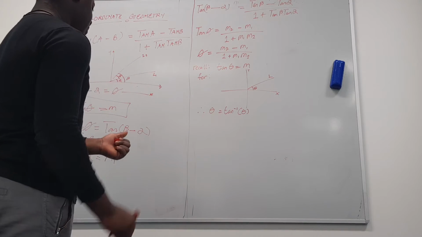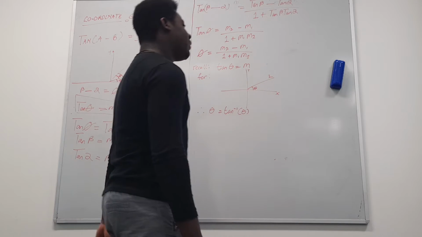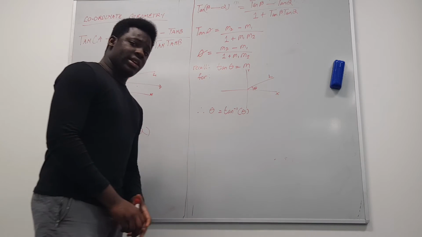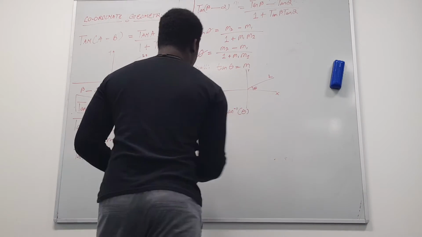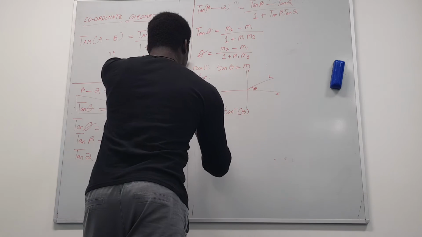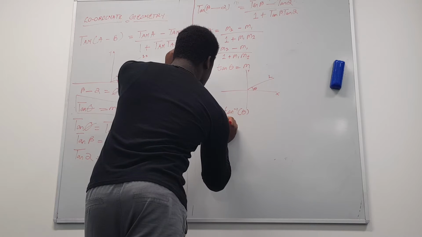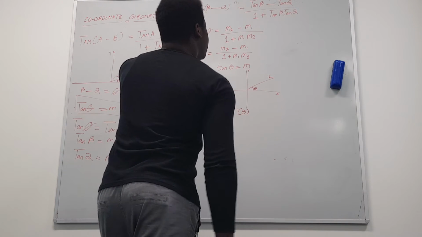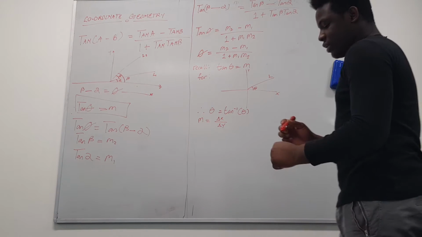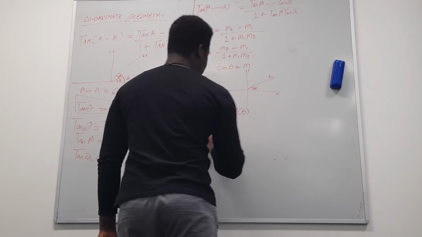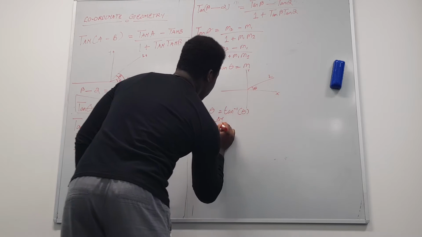But here I actually said something. If you look at these two things, you have to agree with me that the x-axis is actually a line that goes infinitely forever. Let me show you the slope of the x-axis. I remember I said m is equal to delta y divided by delta x.